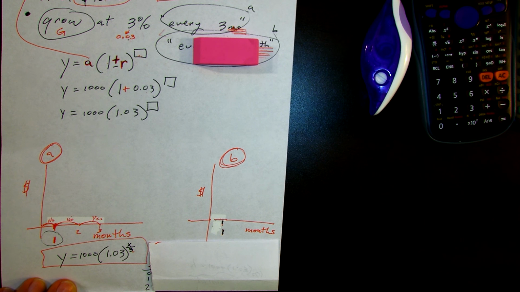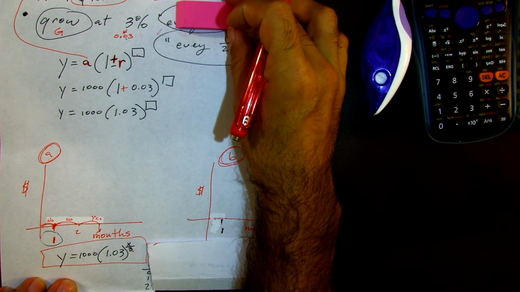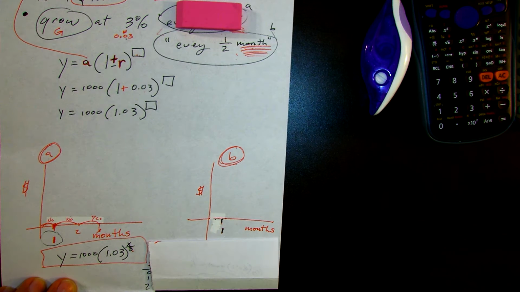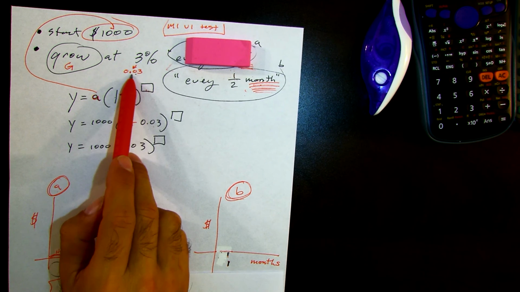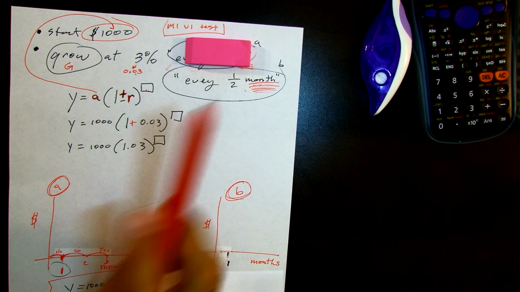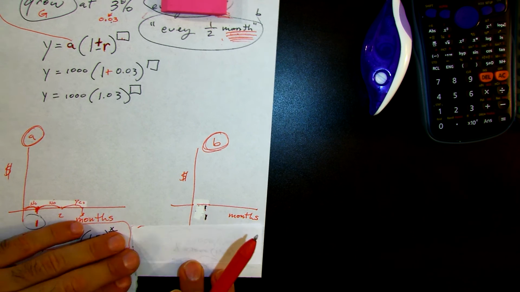All right, and next we're going to look at part B. So now we're looking at part B. Now $1,000 grows at 3% every half month. So what that means is you're going to get that 3% growth by the time half a month has passed. So when I look at this and ask the question, I want everybody to answer this time, give me a thumbs up, thumbs down.